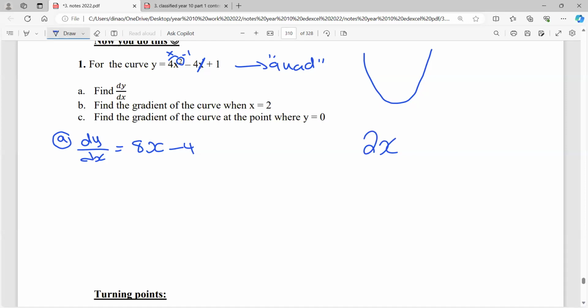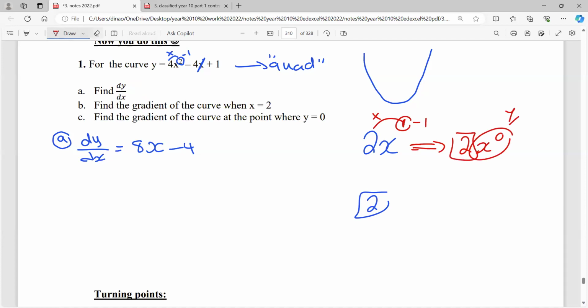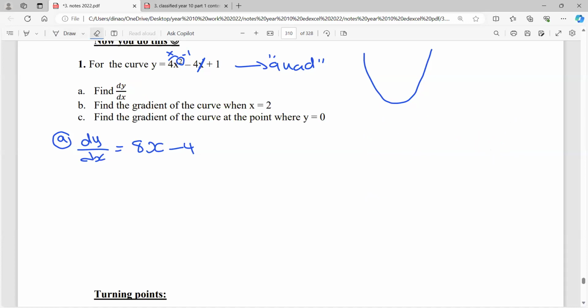Even if I apply bring down and multiply, for those who like to understand: 1 times 2 is 2. 1 minus 1 is 0, so it will be x power 0, and x power 0 is 1, so only the 2 remains. I just wanted to mention it in case you want to understand it more. But we shortcut it and say if the power is 1, your differentiation is remove the x. For constant values your differentiation is 0. Of course we don't need to write this 0 here. So this is your differentiation.